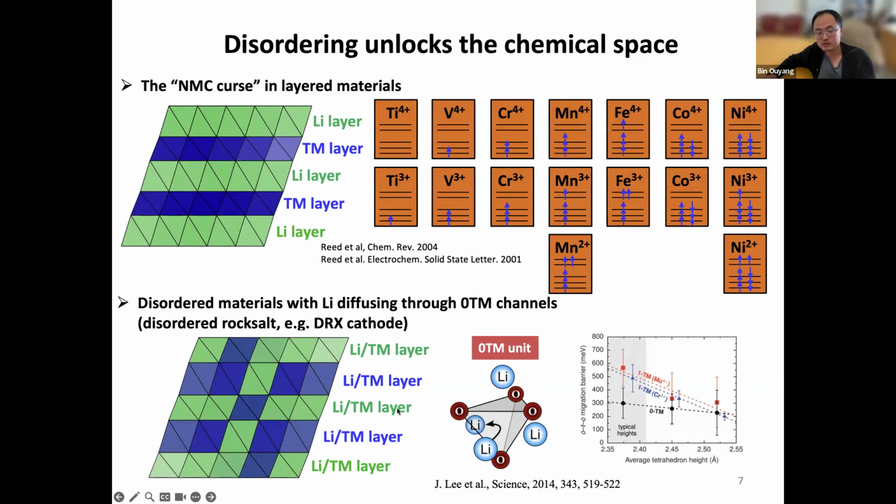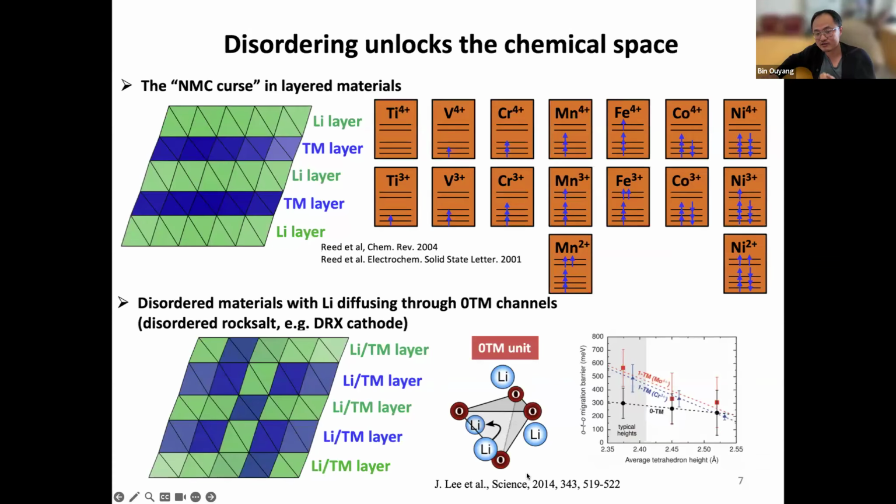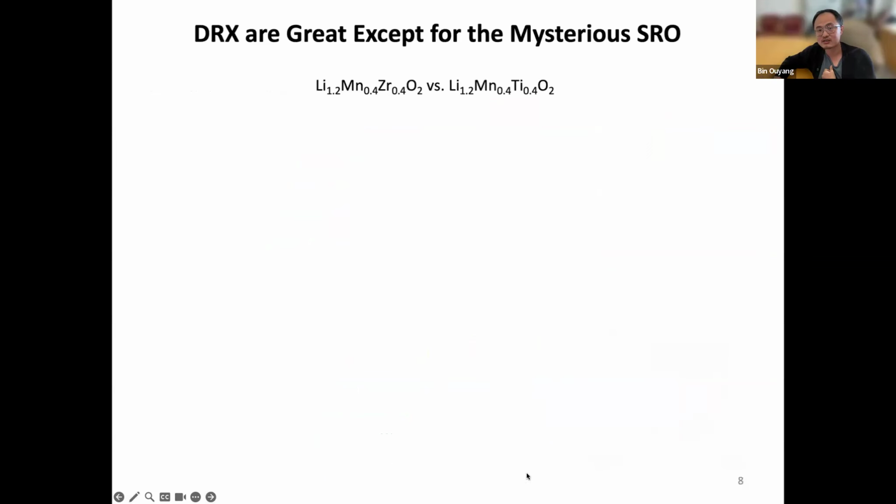So all you need is a lot of these 0TM units in a disordered lattice, and everything starts to percolate. In that case, you're hopefully going to have a good enough diffusivity. That's basically the first idea of designing the so-called disordered rock salt type of lithium cathode. And this is the first paper about it. So naturally, when I joined the group in 2018, which is four years after this paper, we actually got started on something really strange.